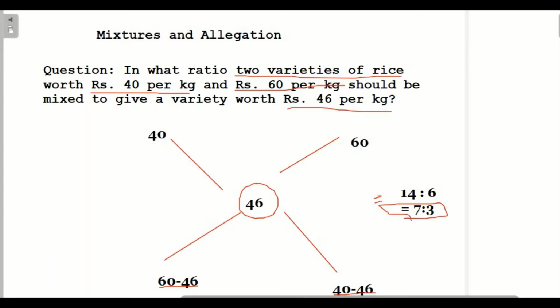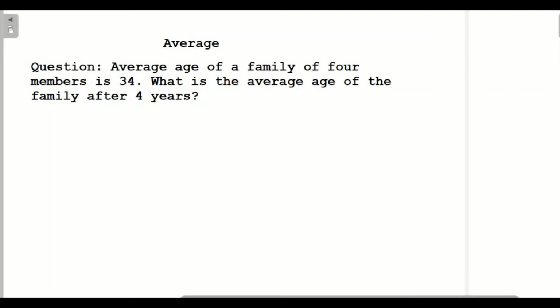So we go for the next sum. Shall we go for the next sum? Okay. Our next sum will be average. Okay, so in the average sum, you get a question. Average age of a family of 4 members is 34. What is the average age of the family after 4 years? We have to calculate after 4 years.